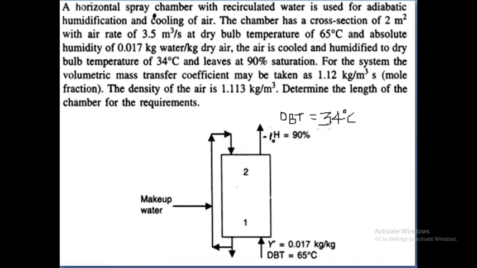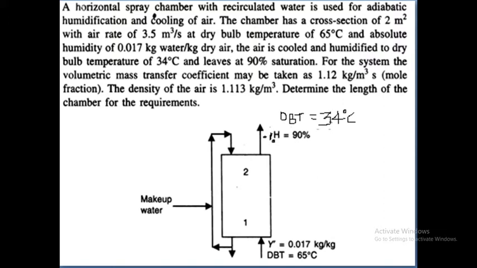Hello students, we are going to discuss cooling tower problems. A horizontal spray chamber with recirculated water is used for adiabatic humidification and cooling of air. The chamber has a cross-sectional area of 2 square meters with a volumetric flow rate of 3.5 cubic meters per second. At initial condition, DBT is 65 degrees Celsius.